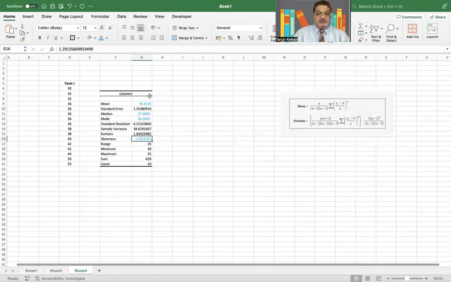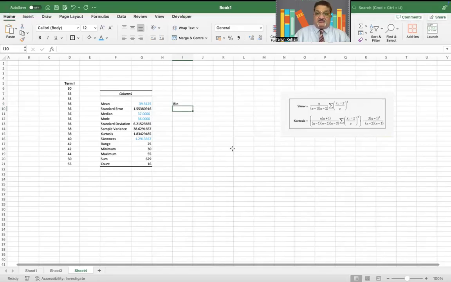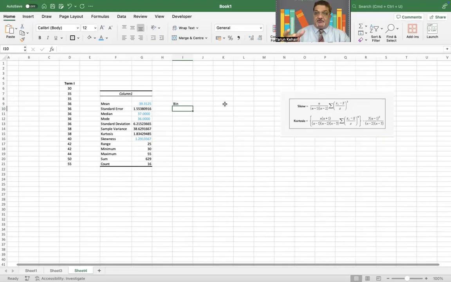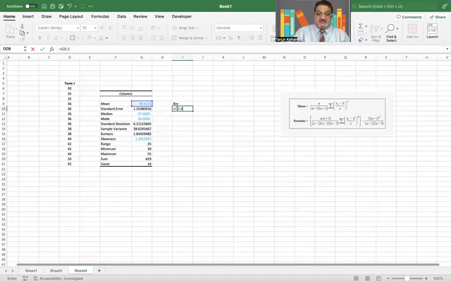Now let's try to construct a graph. For doing that, I will need to create a bin, because you need to put the bin values and the input values when you want to construct a histogram. So what we will do, we will take plus minus 3 standard deviations from the mean. So what I will do now is equal to mean minus 3 times the standard deviation. Next one, I want mean minus 2 times the standard deviation.